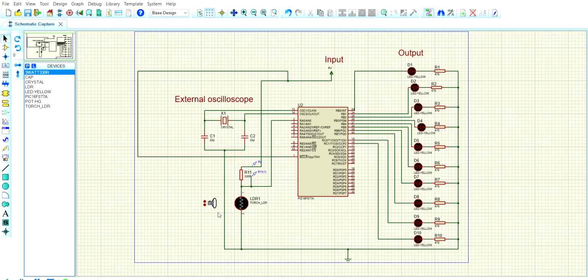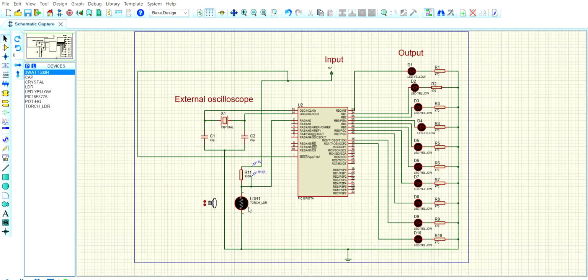Okay, so now I'm going to show you my schematic diagram using the ADC function in PIC16F877A with an LDR sensor, which is the light dependent resistor. So it will depend on the light intensity across the resistor. If the light is high, then the resistance will be low.